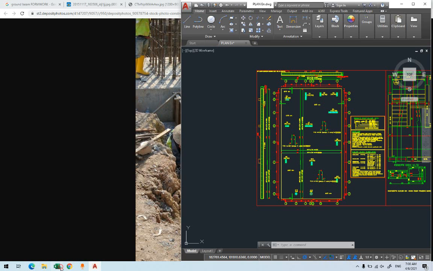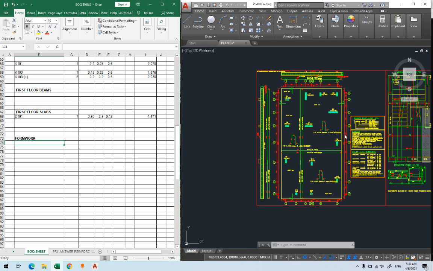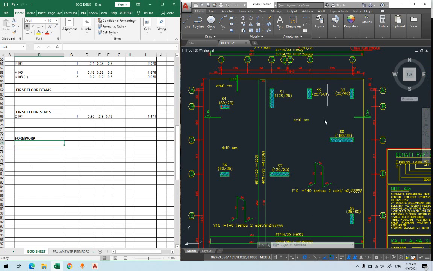So for our project, we have it here. We're going to calculate formwork starting from foundation. We'll go for columns and the rest of the members. Now, in order to calculate formwork, we start with foundation. Okay, say foundation.